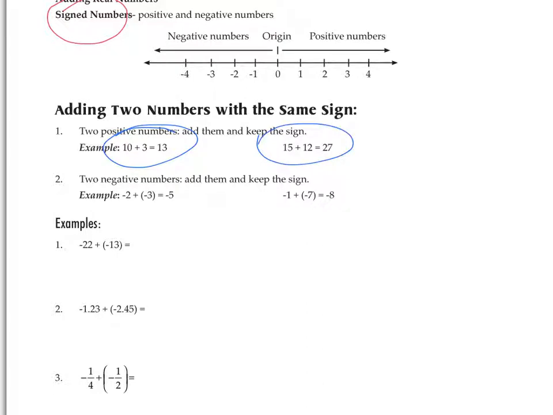When you add negative numbers, it's telling you to add them and keep the same sign. So really, what you're going to have here is negative 2 plus negative 3. Two negatives give you negative 5. Negative 1 plus negative 7 gives you negative 8. So when you're adding two negative numbers, you add them and keep the same sign. When you add two positive numbers, you add them and keep the same sign.